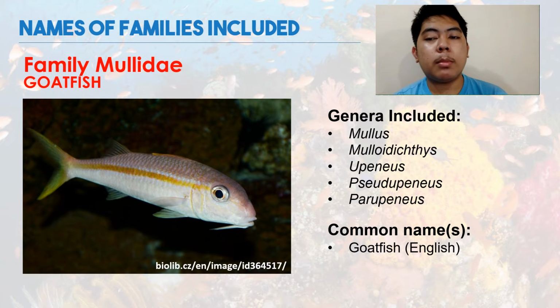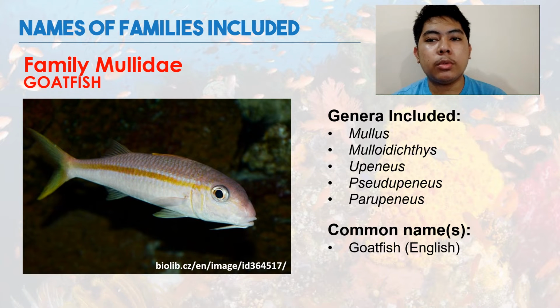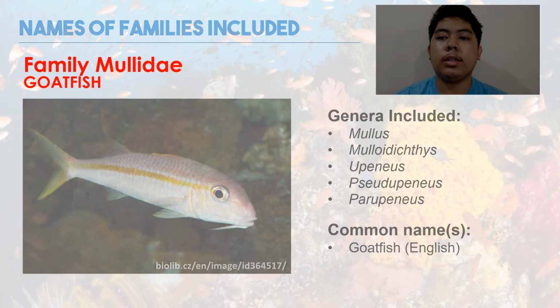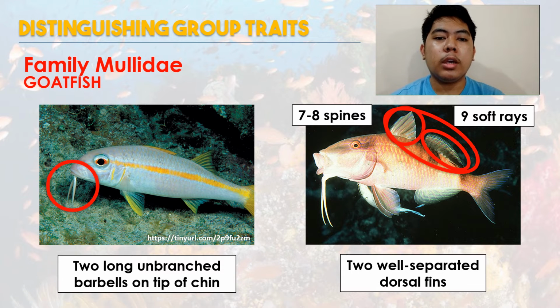The next family is family Mullidae of the goatfishes. The genera included in this family are Mulloidichthys, Upeneus, Pseudupeneus, Parupeneus, and Mulloides. The common name accepted for this family is goatfish in English. The distinguishing characteristics of the goatfishes are that first they have two long unbranched barbels on the tip of their chin, and their dorsal fin is well separated, with the first one having 7 to 8 spines and the next one having 9 soft rays.